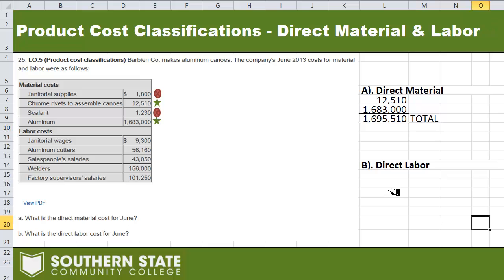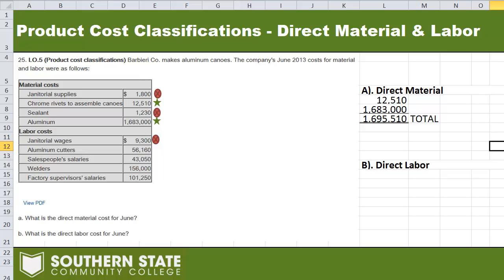Okay. Part B wants to know about direct labor. The exact same concept that we're talking about with direct material. We're trying to find the labor that is directly attributable to the making of that product. Janitorial wages, once again, that's not going to cut it. We're going to put a big red X next to that one. We're not counting that into our direct labor.